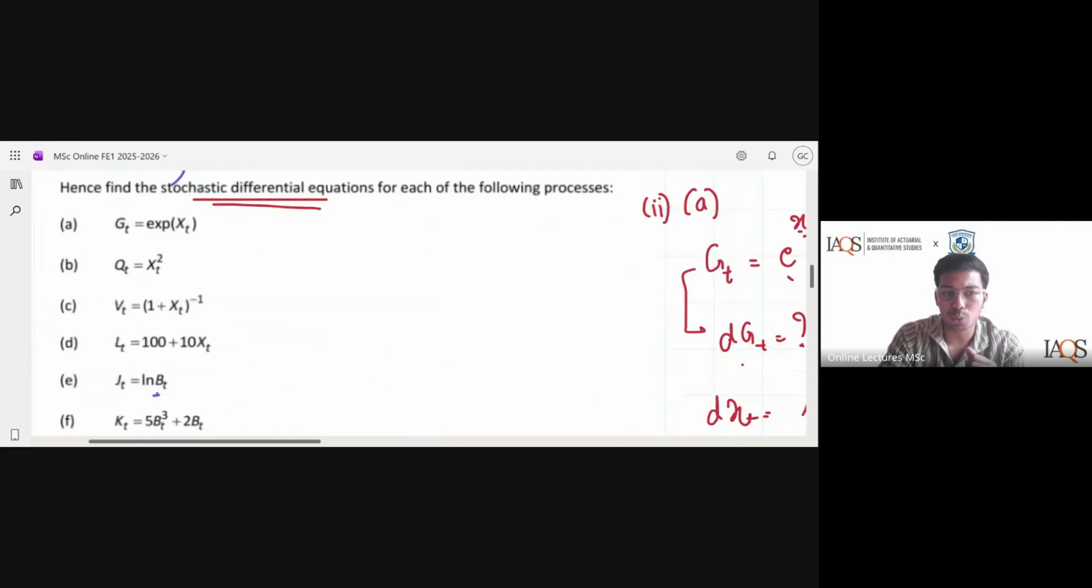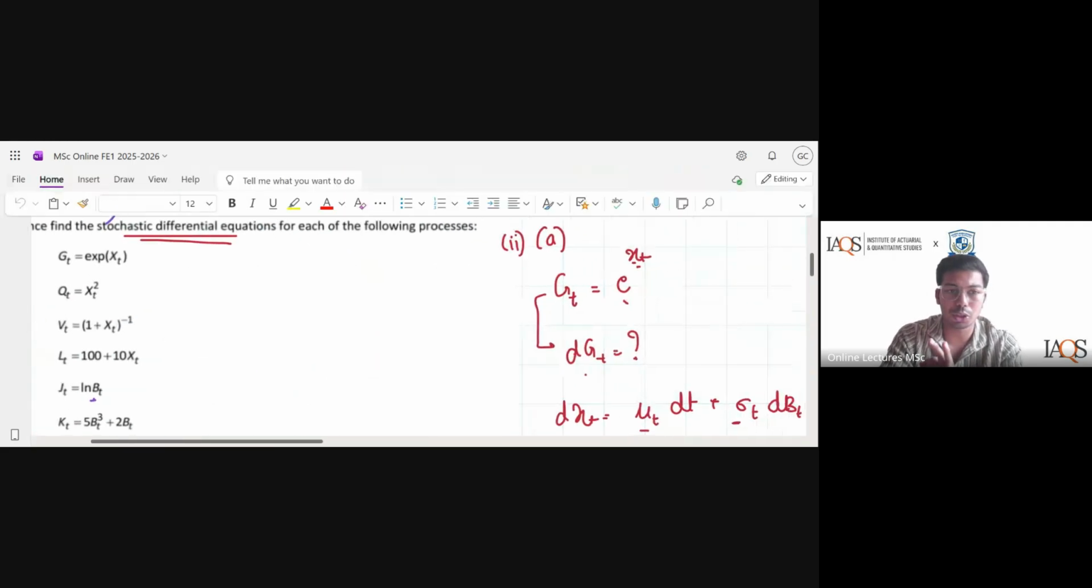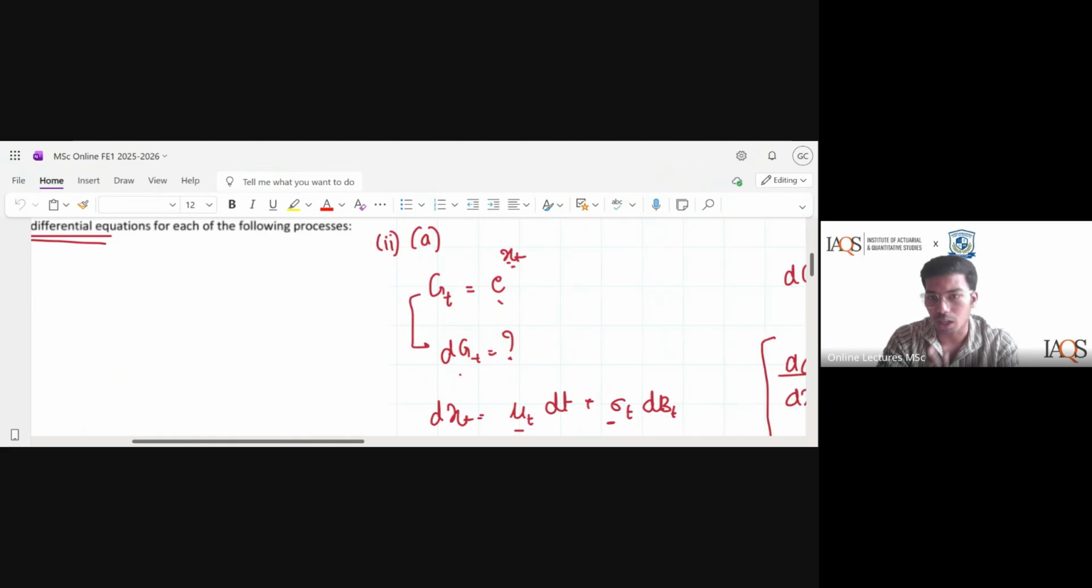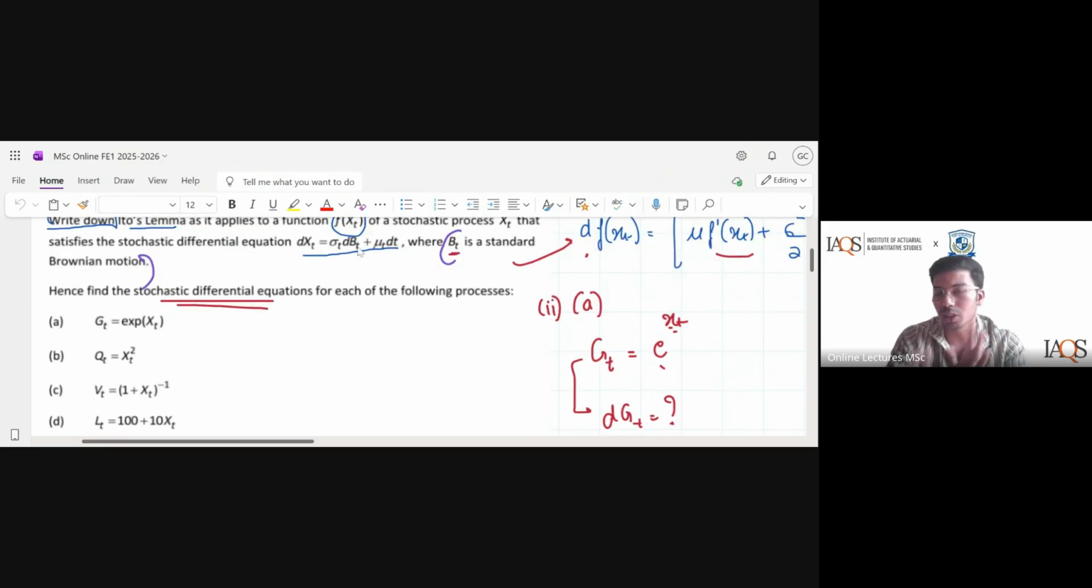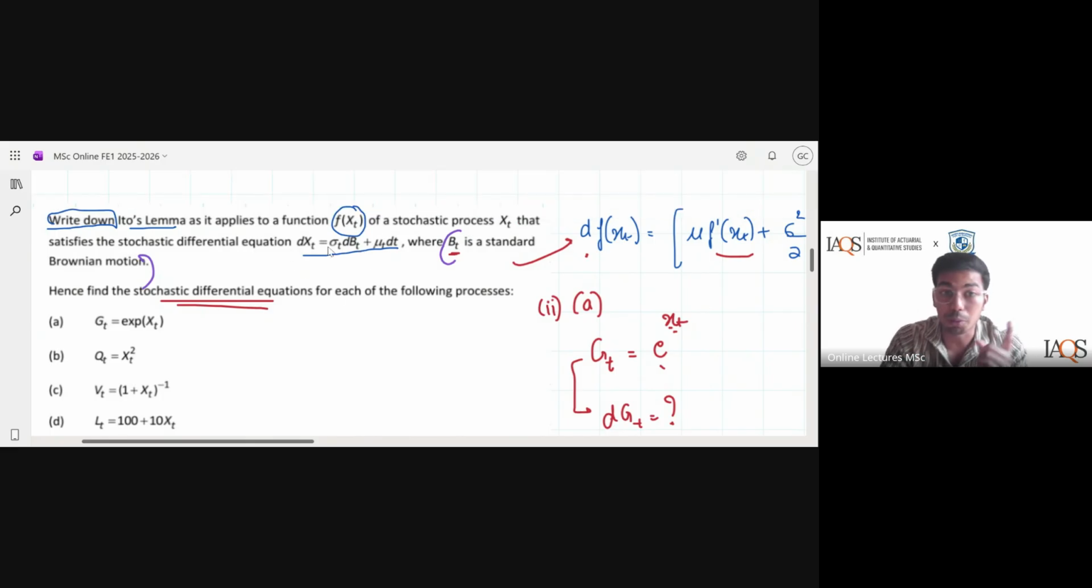We then solved a few questions wherein the only thing that you'll need to remember is that your mu and sigma in the lemma are going to be the drift and diffusion of the underlying Brownian motion. If it's SBM, it is always going to be 0 and 1. If it's something else, then they'll give you the drift and diffusion in the format of this SDE. From here, I know that xt has the drift mu t and diffusion sigma t.